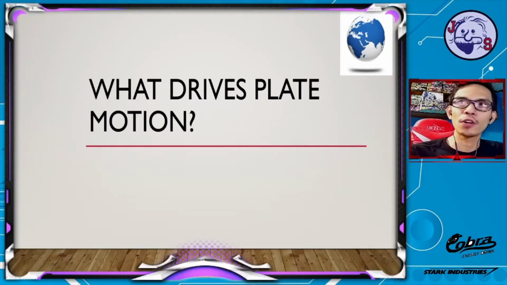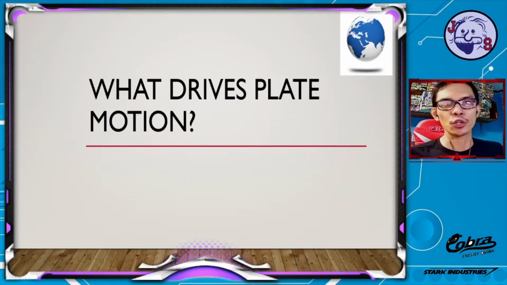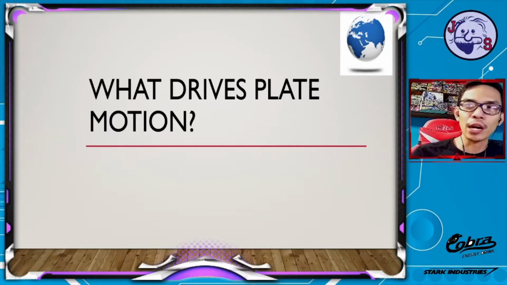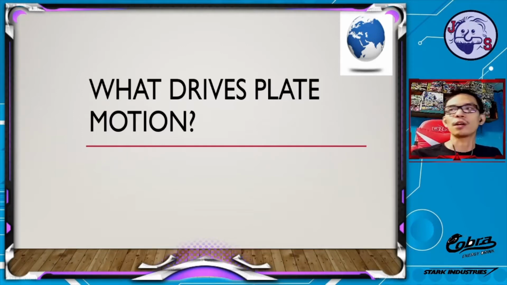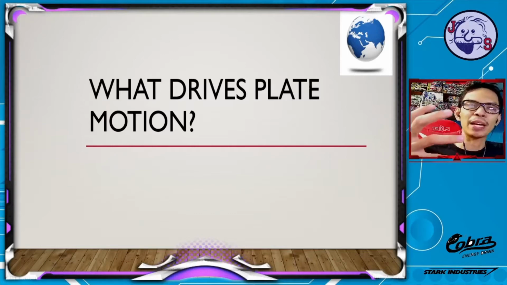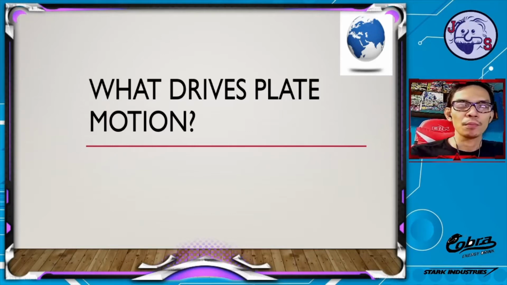All right, so this is the question that we are going to ask before we discuss the topic that we have today: what drives plate motion? This is the same question that was asked to a geologist after he discovered the mechanism that the continents of this planet have. During his time, he was asked this question: what drives plate motion?